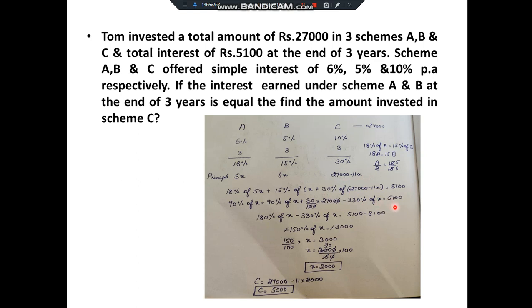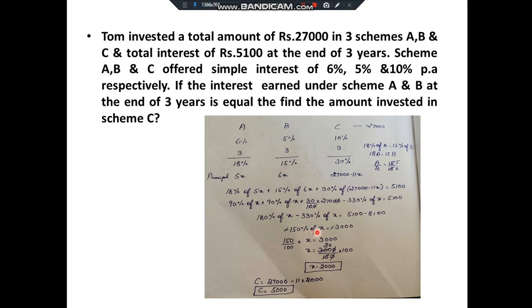330% of x, which is equal to 5,100. So 90 plus 90 is 180% of x minus 330% of x is equal to 5,100. On multiplying 270 into 30, you get it as 8,100. So taking 8,100 to the other side, you get it as minus 8,100. Similarly, subtracting 180 and 330, you get it as minus 150.